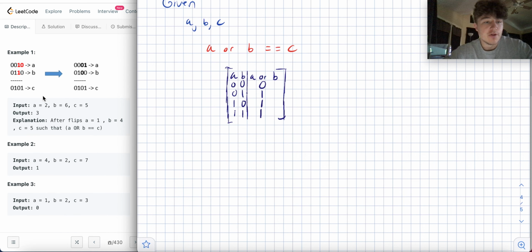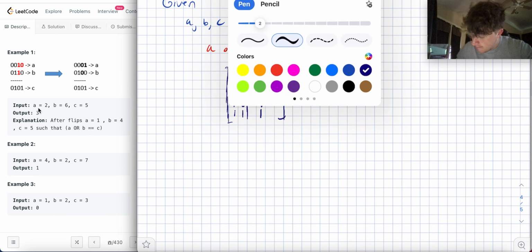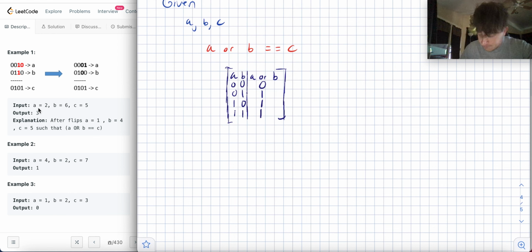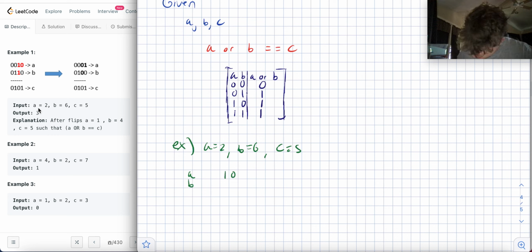Okay, so for our example here, we have A equals 2, B equals 6, and C equals 5. Now for this, you're going to need to write it out in its binary representation because this isn't really going to give you a lot of information. So A is 2, which is 0, 1, 0. B is 6, which is 1, 1, 0, a 2 and a 4. So then we'll add some padding here. And then C is 5. C is a 4 and a 1.